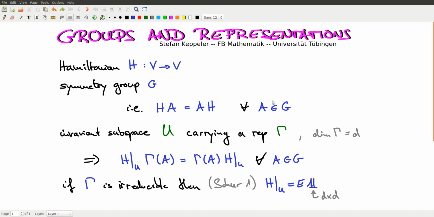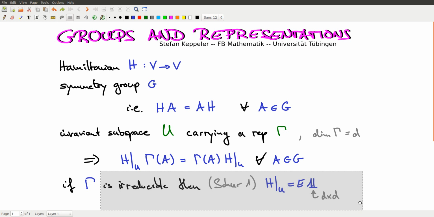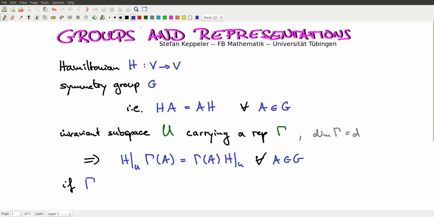We just saw that the Hamiltonian restricted to, say, an irreducible invariant subspace U is just a multiple of the identity. Now, if this subspace is invariant but not necessarily irreducible, we cannot draw this conclusion. So let's say if gamma looks like this, maybe it's a direct sum of two or more different irreps.